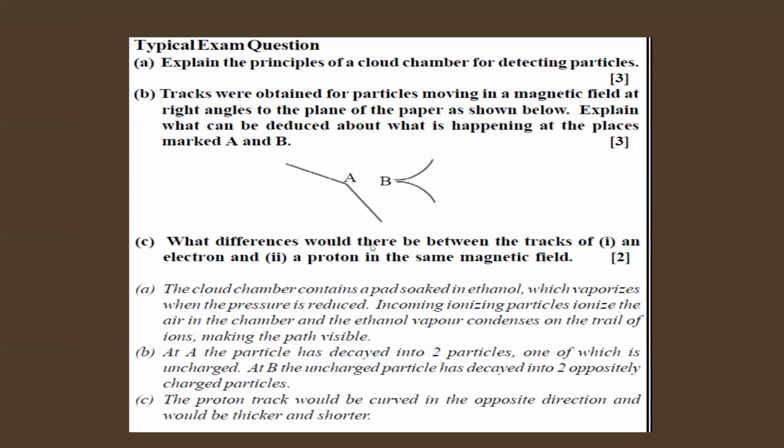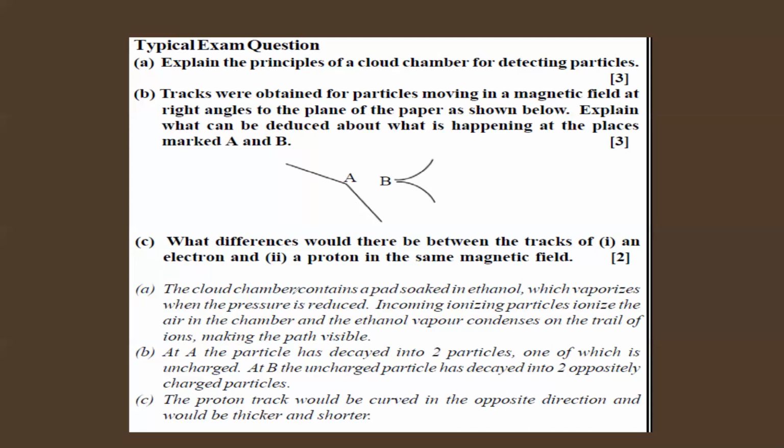So for example, you have paths shown. First question: explain the principle of a cloud chamber for detecting particles. What is the basic principle? In the cloud chamber, basically, vapors are there. When they become ionized, they lose energy.